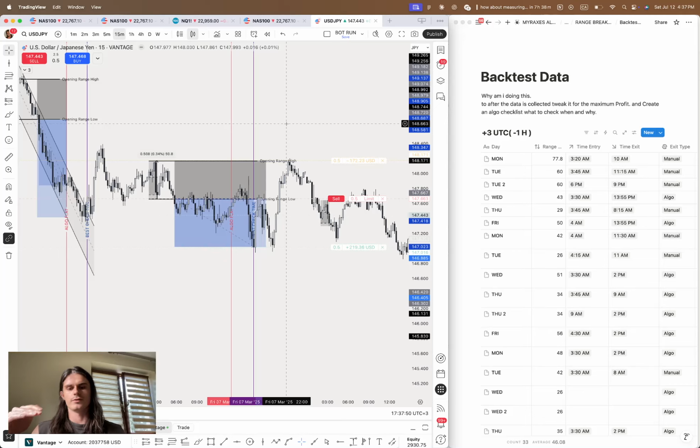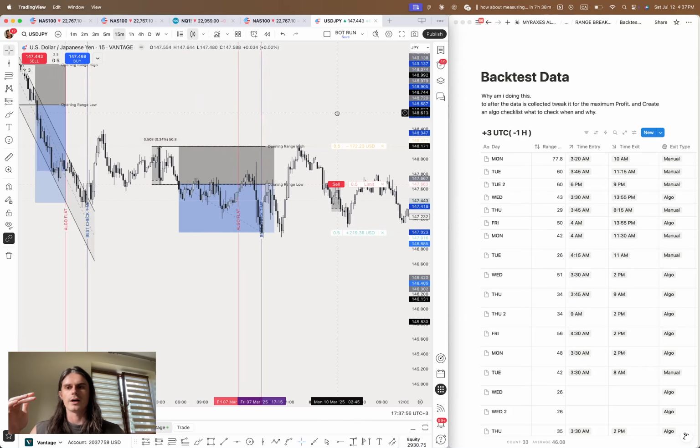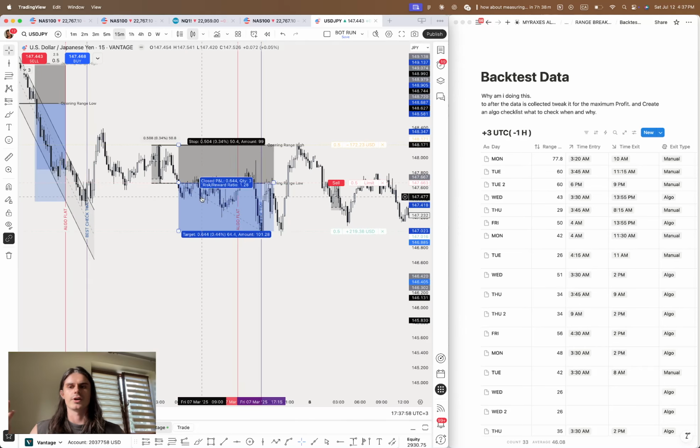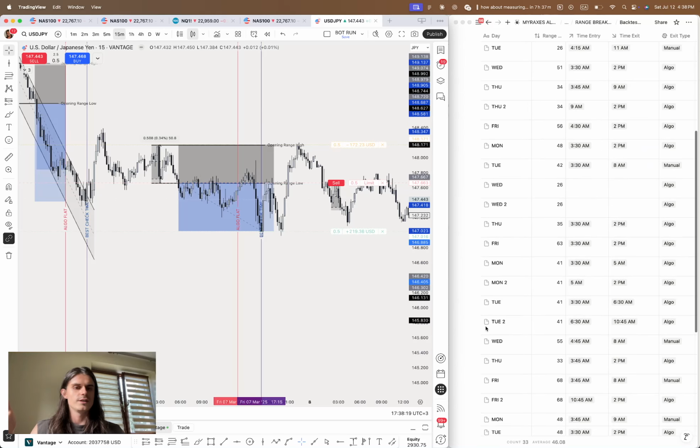So I separate the process in three stages. The first stage is when I'm actually looking at the chart and I'm marking all of the zones from my strategy, and I'm trying to understand what was the most perfect case scenario that I could have taken, the most ideal entry that I could have taken and where I could have gotten out, according to the idea that I have. And I do it 50 to 100 times.